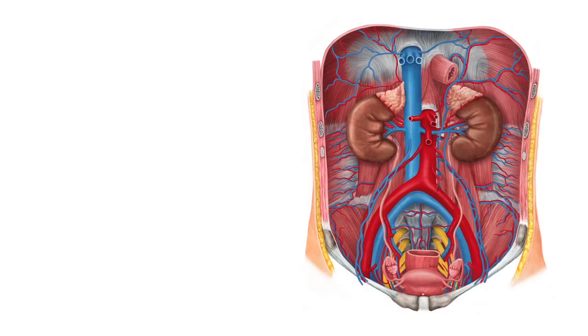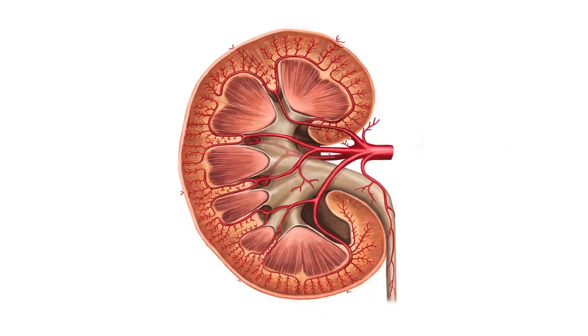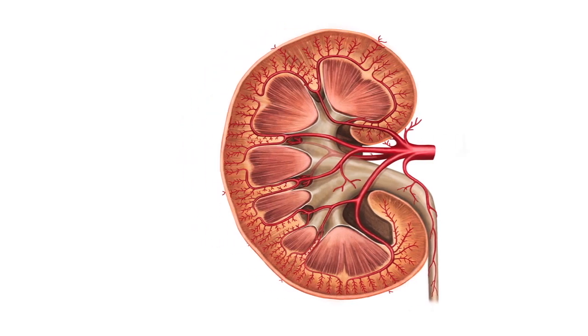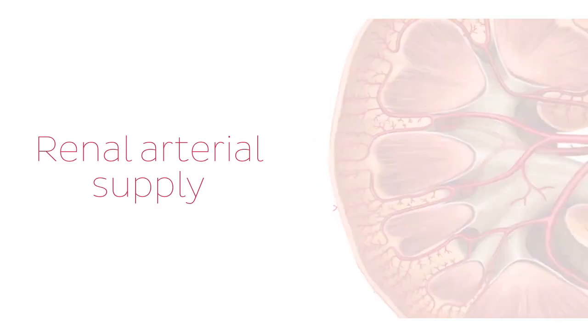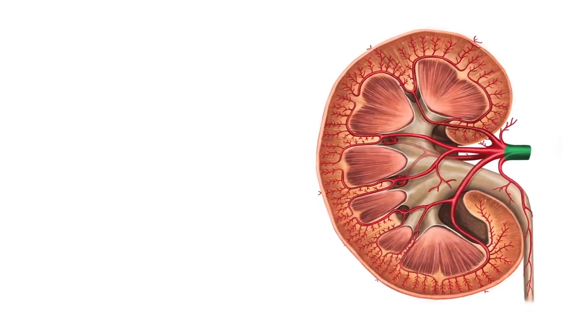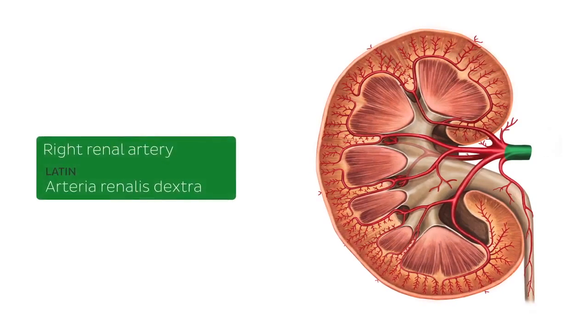Now we're going to move on to the topic of this tutorial, where you now see a section of the kidney. We're cutting it in half and exposing the blood vessels we're going to be discussing. So now you're seeing the renal arterial supply, and we're going to start off with this one highlighted in green. This is the main renal artery, the right renal artery. But you also have another one for the left kidney, which is the left renal artery.